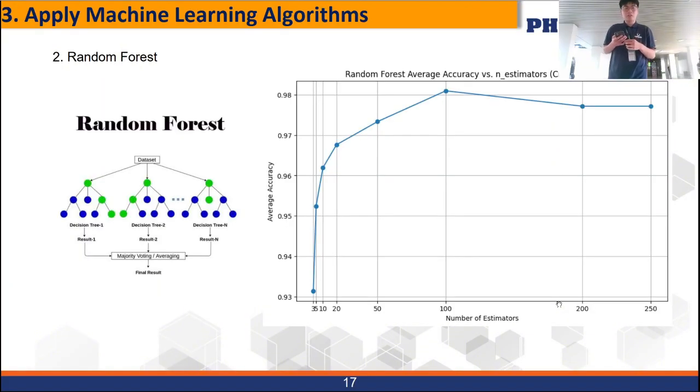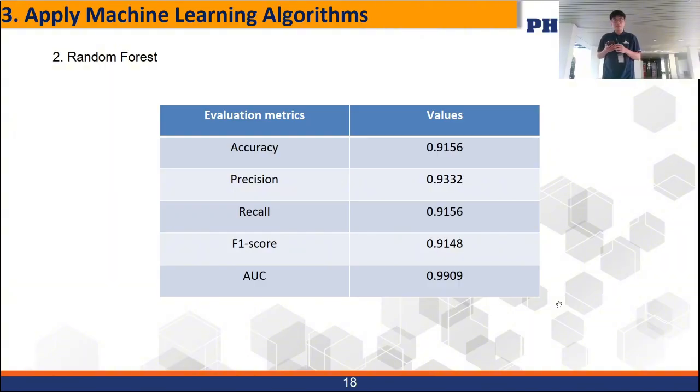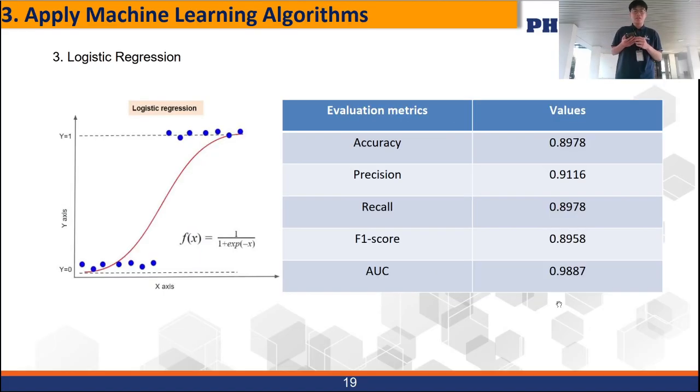The next one is the random forest. Random forest is a large number of decision trees, and the label of the new data is decided by the majority of the trees. At 100 trees, the accuracy achieved 0.98. This is the random forest result. As you can see, the result is very high and good because of the large number of trees.